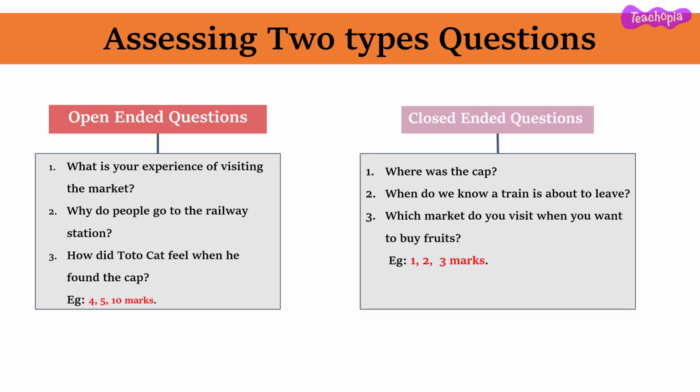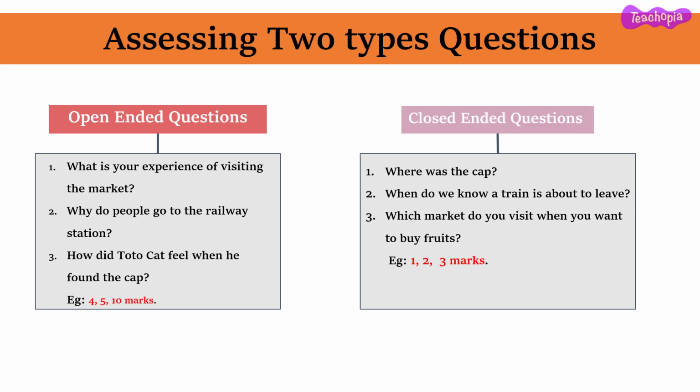Let's look at a few examples of these kind of questions. What is your experience of visiting a market? Now, this is an open-ended question because it cannot be answered in just one word. We have to give more marks as they require students to answer in a full sentence, recalling complete knowledge about the topic. Similarly, for the following questions: Why do people go to the railway station? How did Toto Cat feel when he found the cap? Remember, these can be given for 4, 5 or 10 marks based on your question paper.